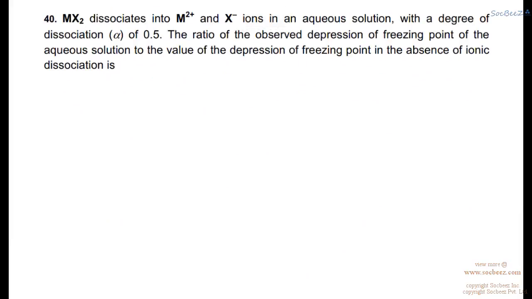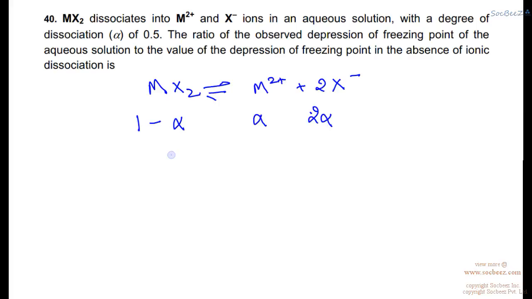Last question is, MX2 dissociates into M2+ and X- ions in an aqueous solution with a degree of dissociation alpha of 0.5. The ratio of the observed depression of freezing point of the aqueous solution to the value of depression of freezing point in the absence of ionic dissociation is, well, if it undergoes dissociation, then the dissociation should occur like this: MX2 gives M2+ plus 2X-. Now here the degree of dissociation is alpha. So at equilibrium the concentrations will be like this: 1 minus alpha, alpha, 2 alpha.